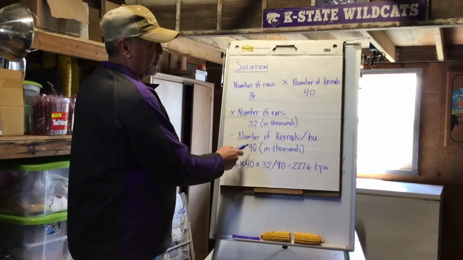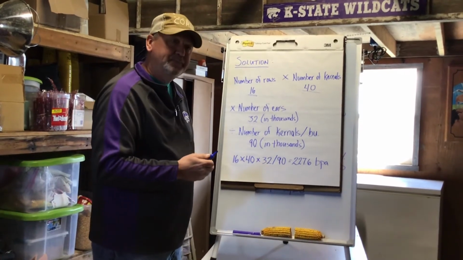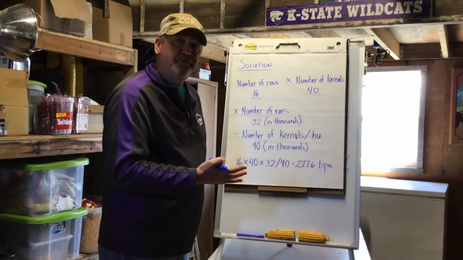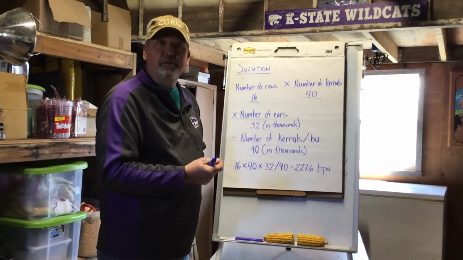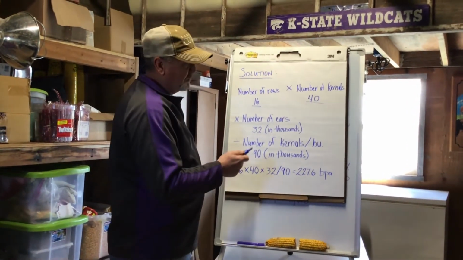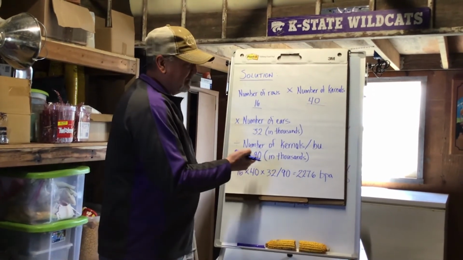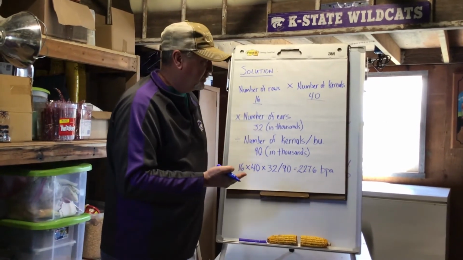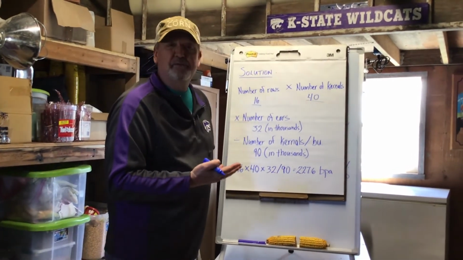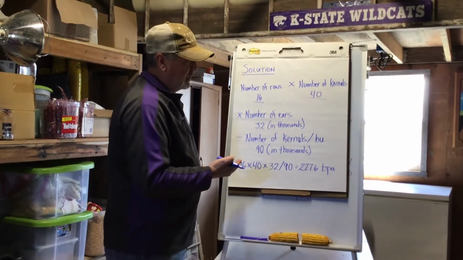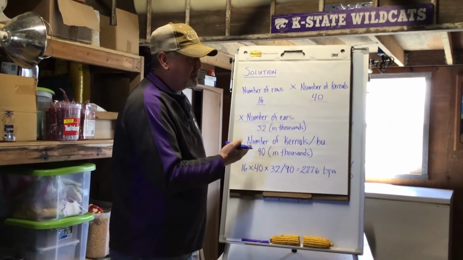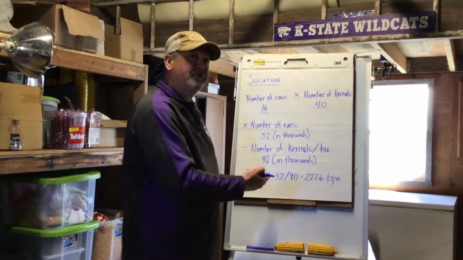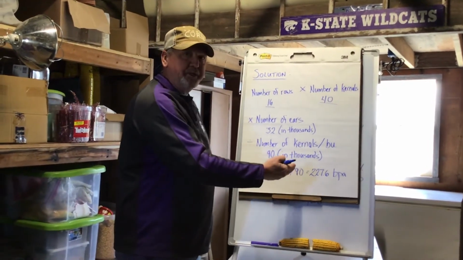In addition, the number of kernels can vary a lot. On a particular year, maybe it's a great year for the corn, and the kernels are especially big, so the farmer may say, you know what, instead of there being 90,000 kernels per bushel, I'm going to say that it's probably closer to 80,000. And so farmers, based on their experience, will adjust these numbers and probably over time become more and more accurate.